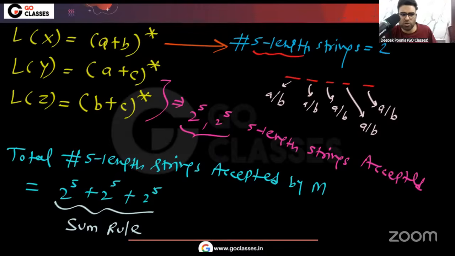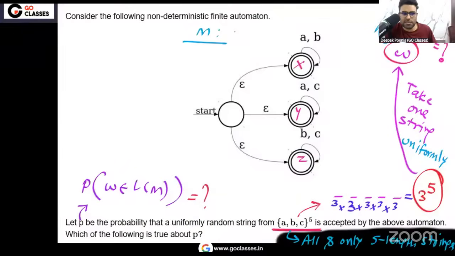Or do they have something common? Did you count the same string many times or not? So tell me, which strings you have counted many times? Notice one thing. Here also you have A power 5, here also A power 5, here also B power 5, here also B power 5, here also C power 5, here also C power 5. So did you notice that these strings A power 5, B power 5, C power 5, these strings you have counted two times? Yes or no?